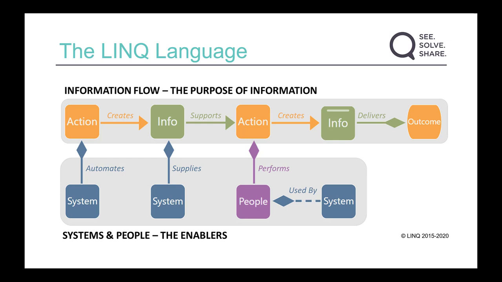We suggest that actions take place inside an organisation and they create content. Could be data, might be information, could be knowledge. But this content, this information is required to support the next action that takes place. And that in turn creates more content, more information. Ultimately, we get to a point where we have created an information asset that allows us to deliver a business outcome.